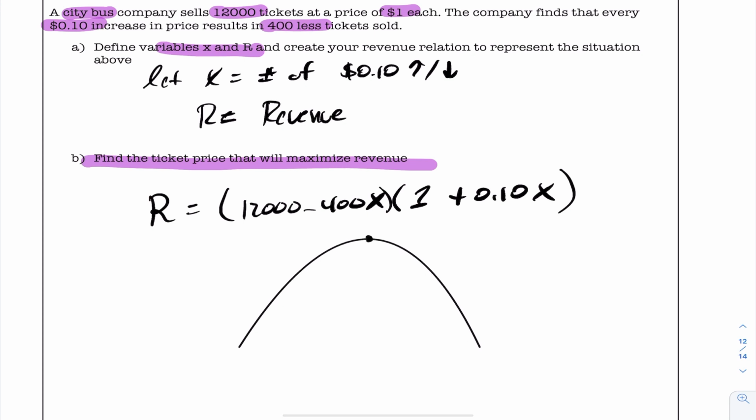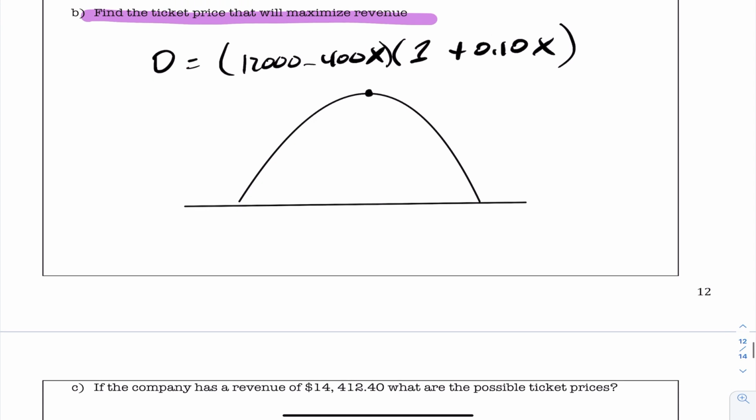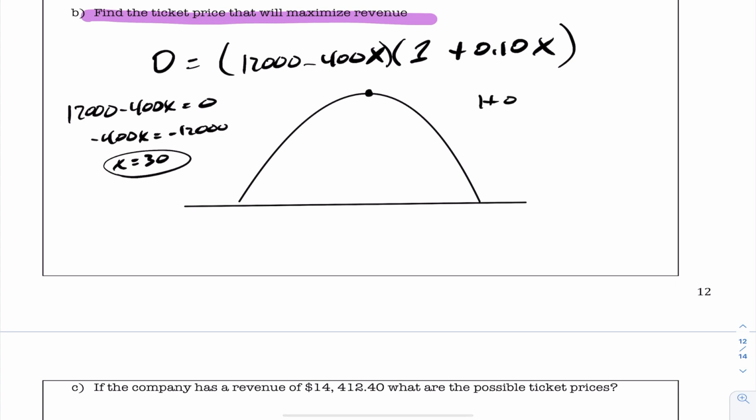If I want to find max revenue, the only thing I really need to find are the roots. So what I can do here is set my revenue equal to 0 and solve. So if I take my revenue relation and set that equal to 0 and solve, we have two options. Either 12,000 minus 400x is 0, in which case we end up getting that x is going to be 30, or 1 plus 0.10x is 0, or 0.10x is negative 1, or x is going to be negative 10.